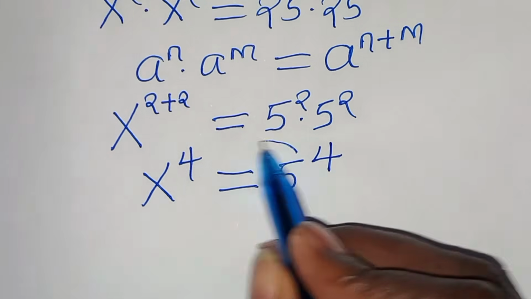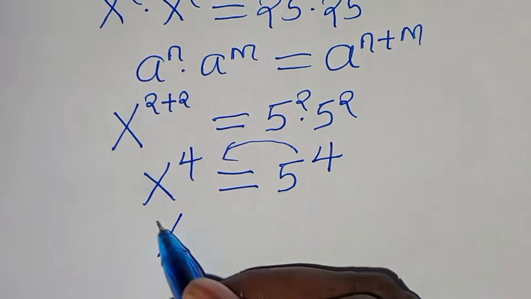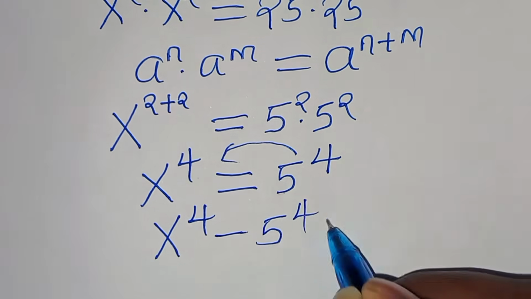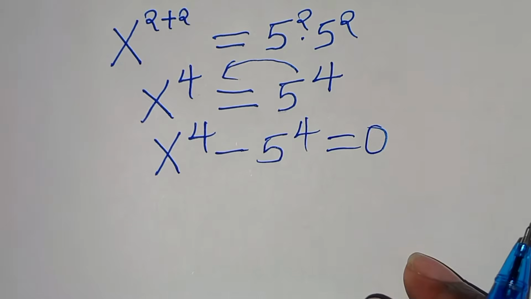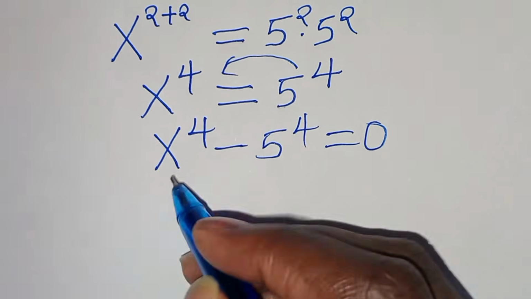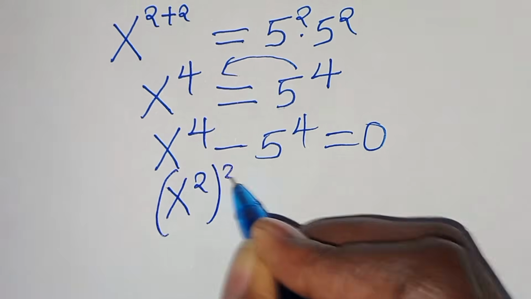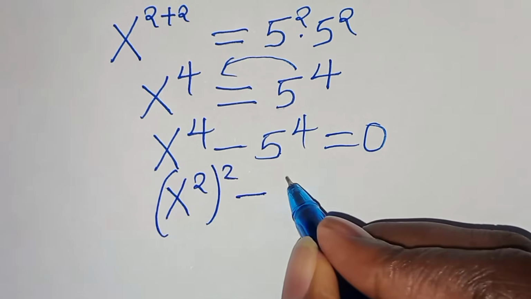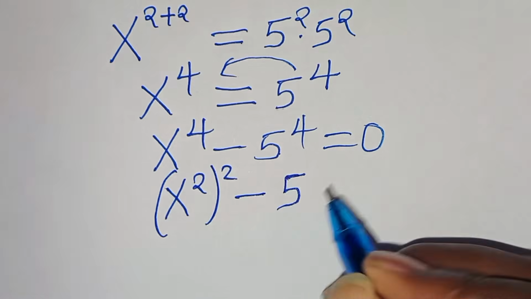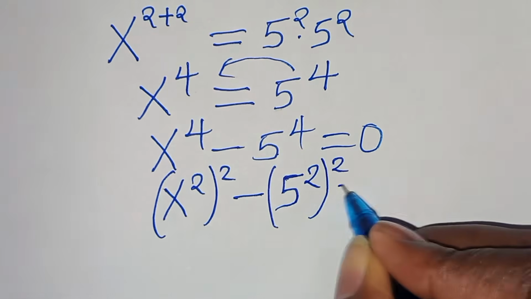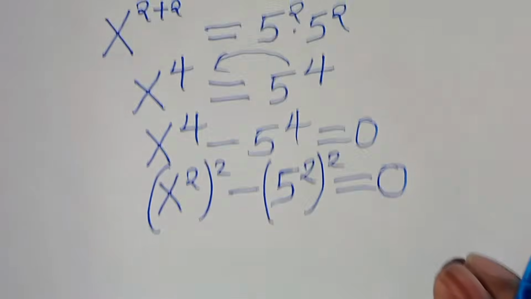The next step is to take 5 to the power of 4 to the left hand side, so that we have x to the power of 4 minus 5 to the power of 4, equal to 0. We can express x to the power of 4 as x to the power of 2 raised to the power of 2, minus 5 to the power of 4, which we can express as 5 to the power of 2 raised to the power of 2. This is equal to 0.